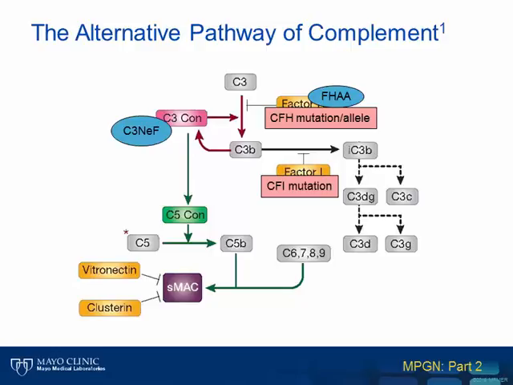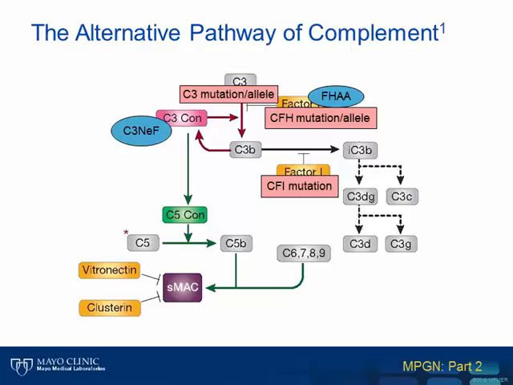Again, if you have a mutation in factor I, the C3b cannot be degraded and you get lots of C3b accumulating. Finally, rarely, you can also have a mutation in C3. If you have a mutation in C3, the mutation is at such a site that factor H and factor I can't act on it. So your mutation in C3 itself will lead to overactivity.